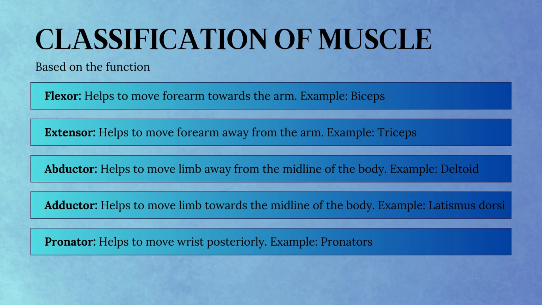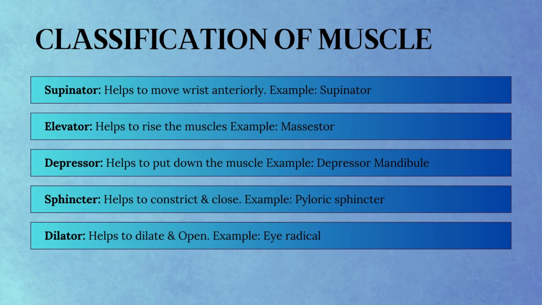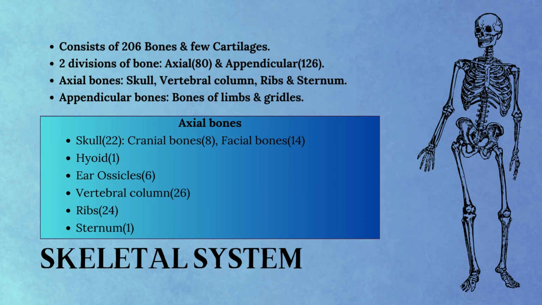Example: latissimus dorsi. Pronator helps to move the wrist posteriorly. Example: pronators. Supinator muscle helps to move the wrist anteriorly. Example: supinator. Elevator helps to raise the muscles. Example: masseter. Depressor helps to put down the muscle. Example: depressor mandibulae. Sphincter helps to constrict and close. Example: pyloric sphincter. Dilator helps to dilate and open. Example: iris radial muscle.